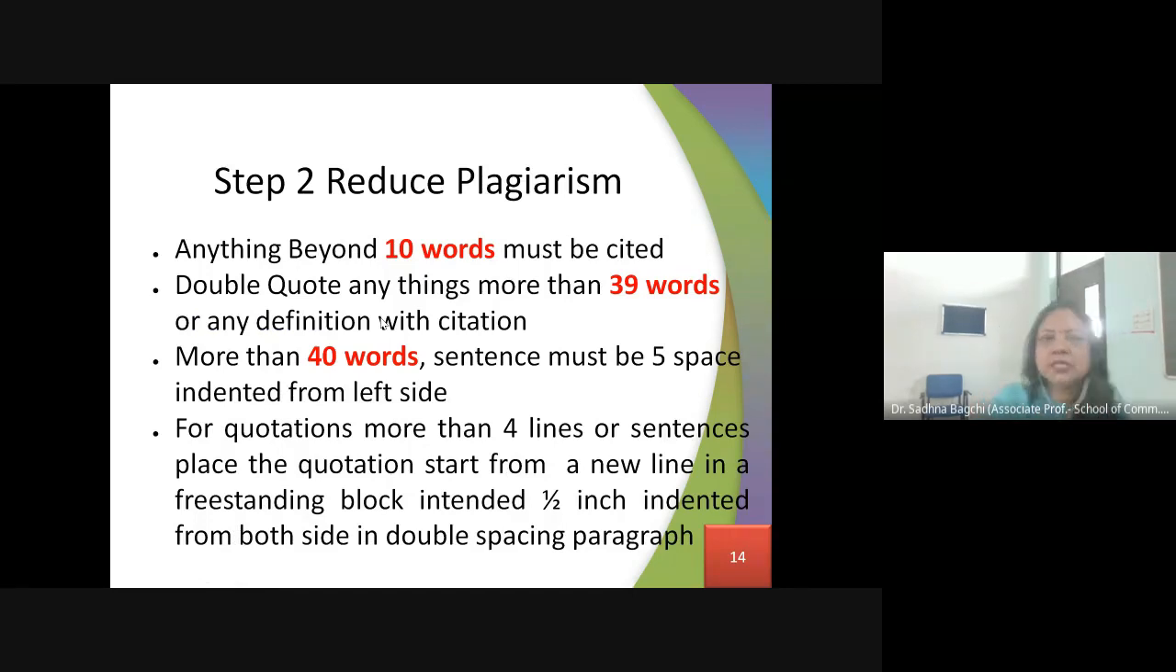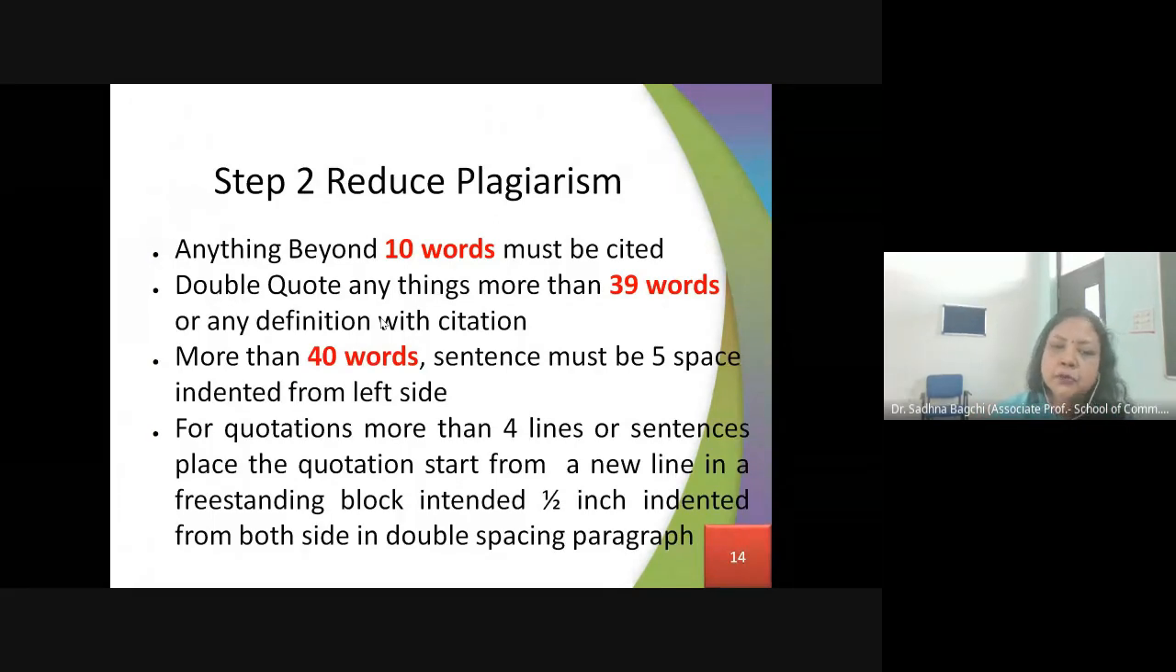And next, anything beyond 10 words must be cited. Means if you are taking one line or one sentence from a study, you must cite that line. Double quote anything more than 39 words, or any definitions, with citations. A sentence of more than 40 words must be indented 5 spaces from the left side. Means if you are taking 40 words, the sentence must be indented 5 spaces with the citations also. Your whole paragraph must be indented from the left side.